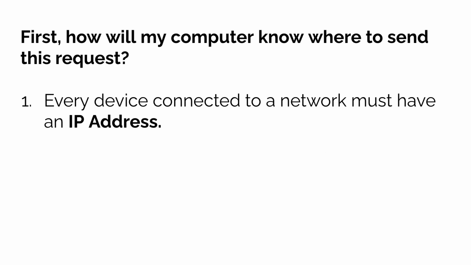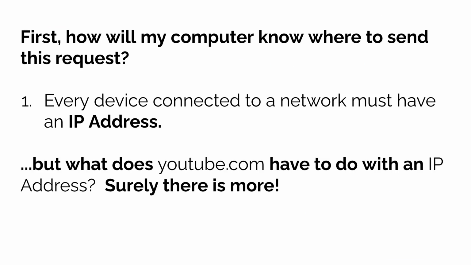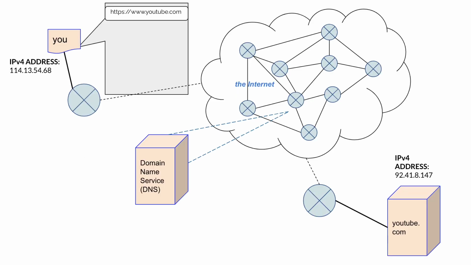Now, like I said, every device connected to a network must have an IP address. But what does YouTube.com have to do with an IP address? Surely there is more, and there absolutely is. We're going to talk about domain name service. So DNS, or domain name service, is what allows us to resolve URLs like YouTube.com to IP addresses, the sending and receiving address of the internet.